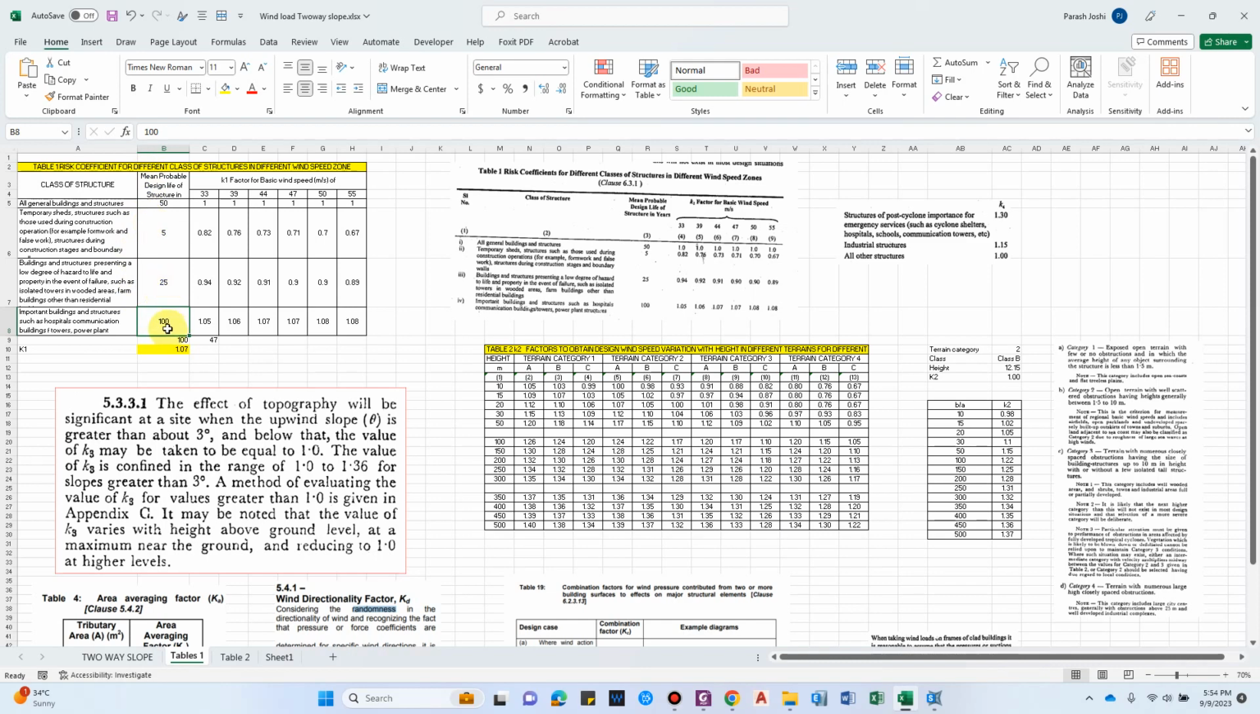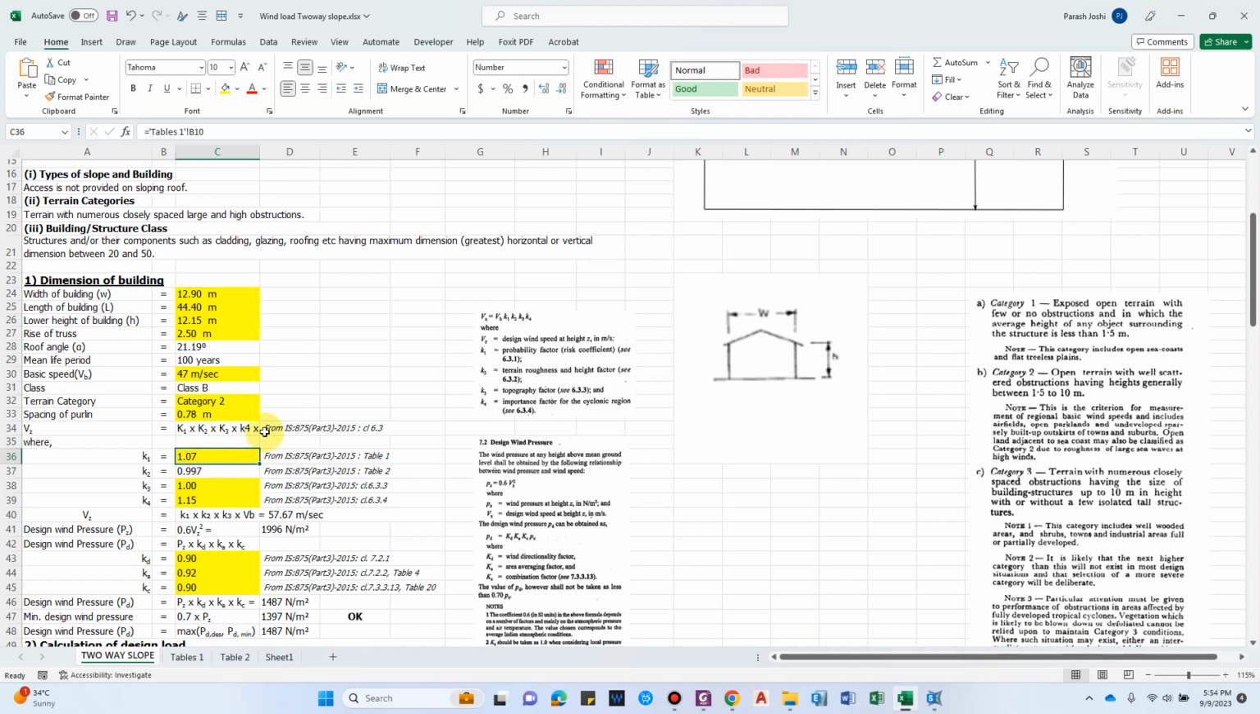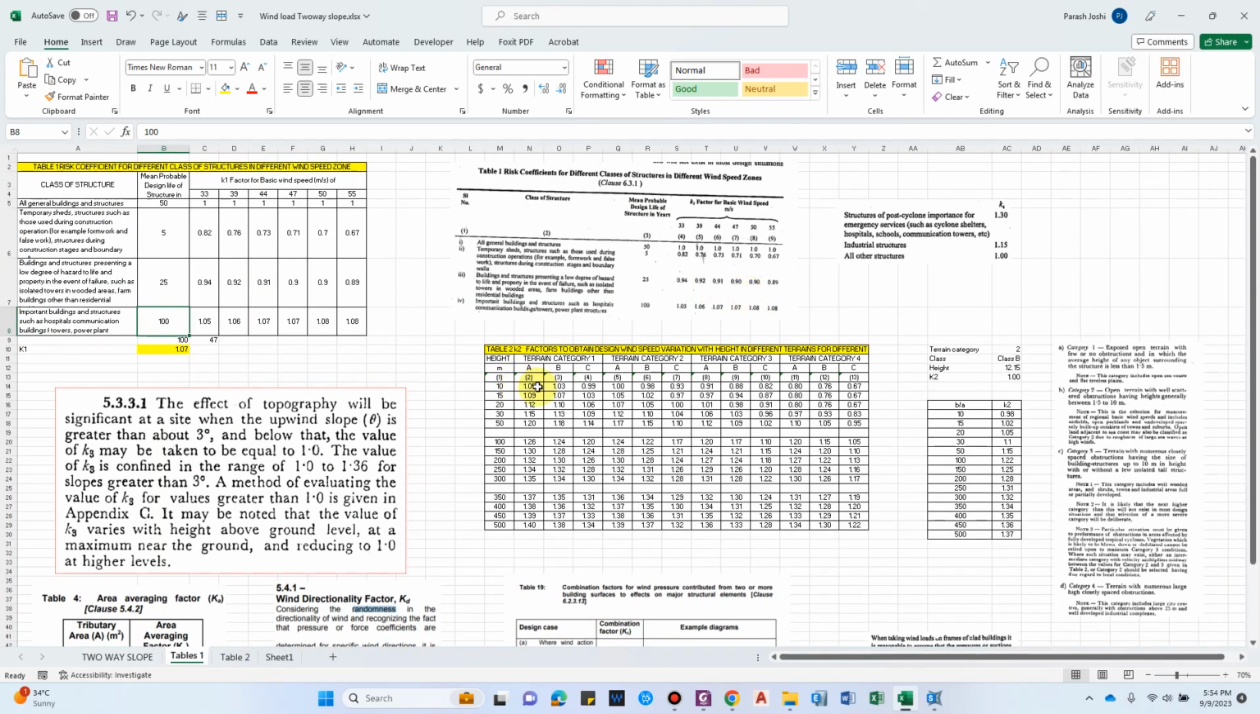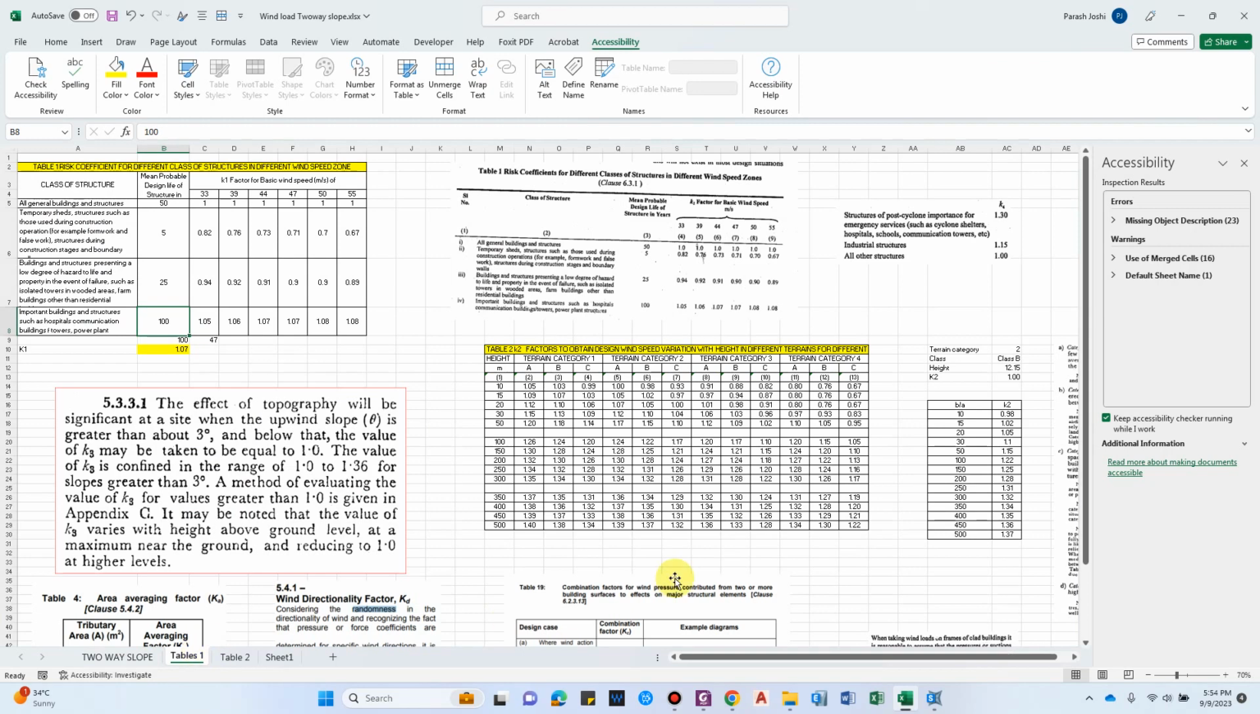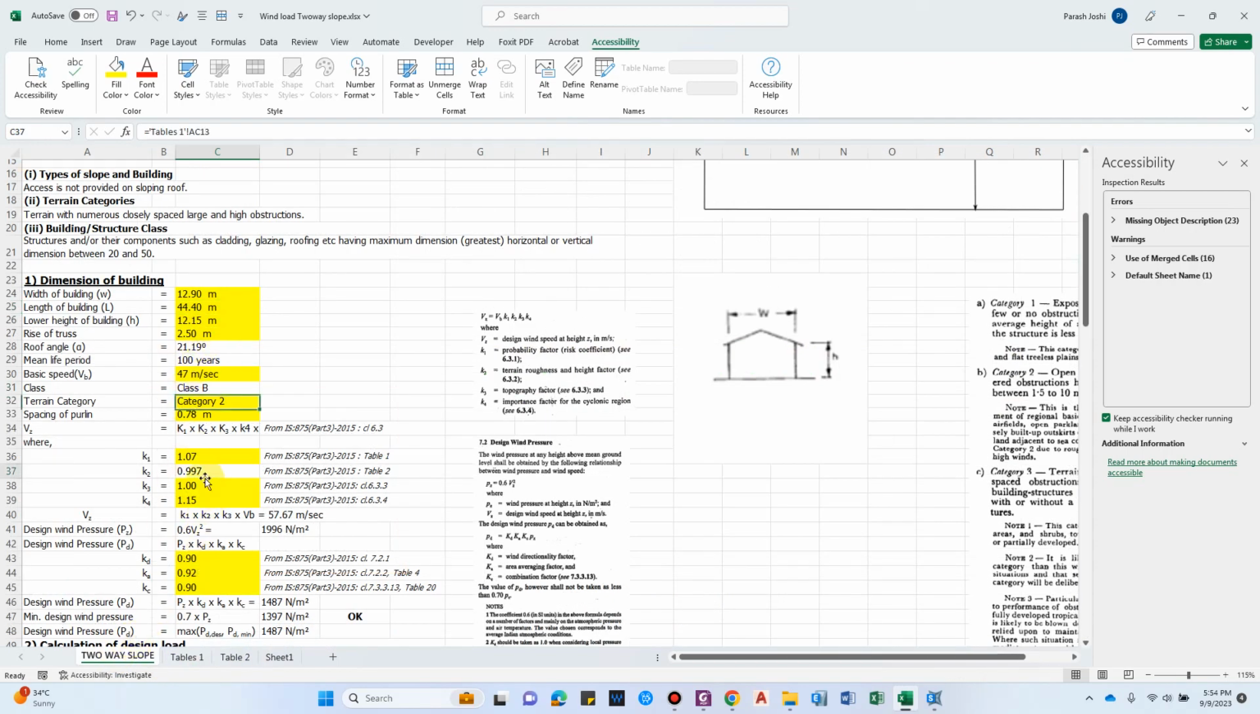The life period is 100, that makes sense, and the wind speed is 47. So the value of K1 will be 1.07. Similarly for the other value, K2, which is simply the terrain category factor, the building height is 12.15 meter and the terrain category is 2, class B. The height then ranges between 10 and 15 meter, which gives 0.98 and 1.02. So we get the value of K2 as 0.997.